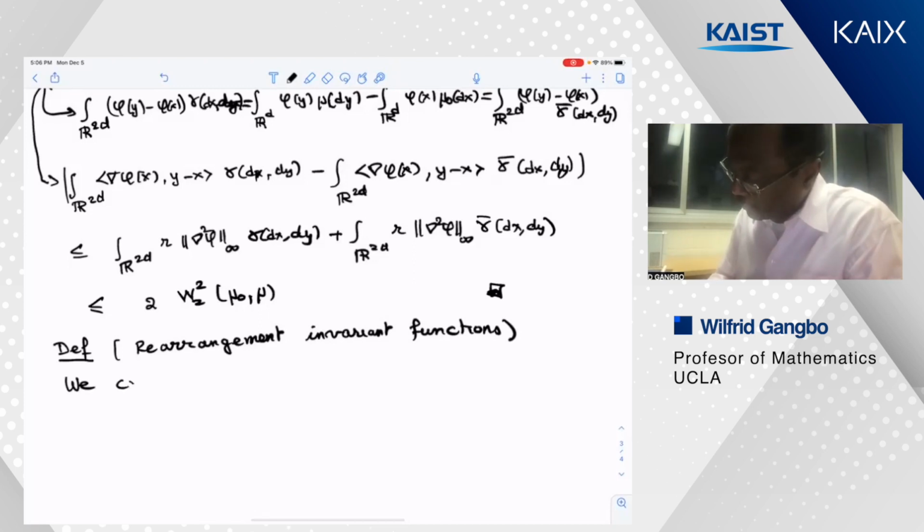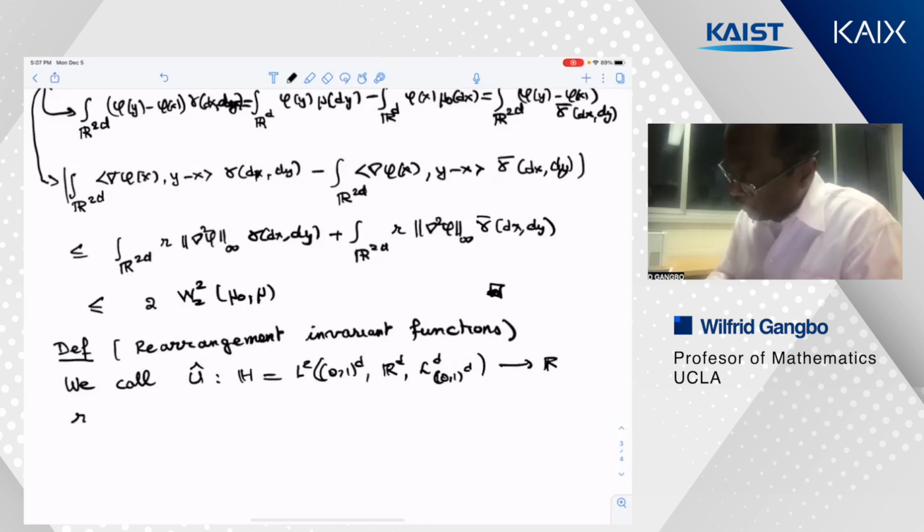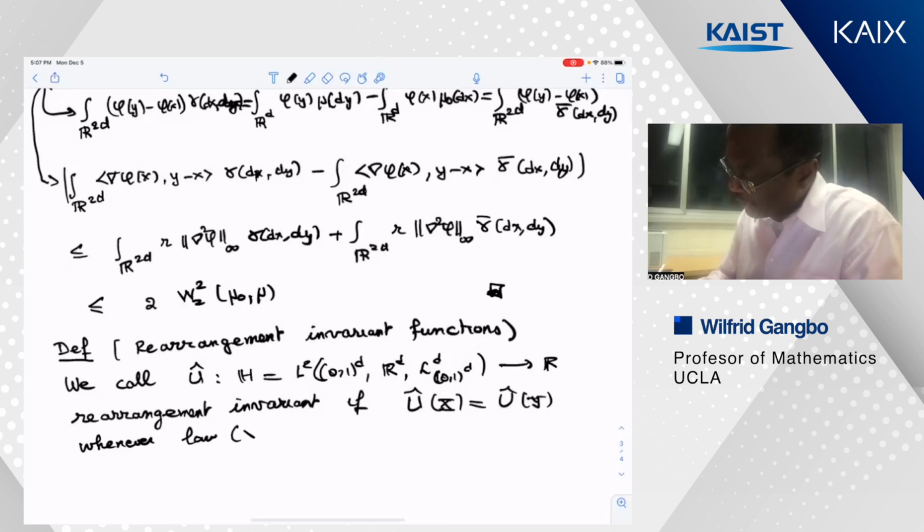We call U hat, from the Hilbert space H, which is L2 of (0,1)^d, R^d, with the Lebesgue measure restricted to (0,1)^d, into R, rearrangement invariant if U hat of X equals U hat of Y whenever the law of X equals the law of Y.